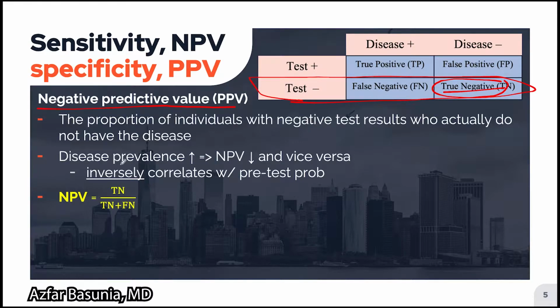Just like positive predictive value, the disease prevalence also affects the negative predictive value. In this case, when the disease prevalence goes up, the negative predictive value goes down. Similarly, when the disease prevalence goes down, the negative predictive value goes up. Thus, the negative predictive value is inversely correlated with the pretest probability of the disease, and again, the pretest probability of the disease is often equal to the disease prevalence.